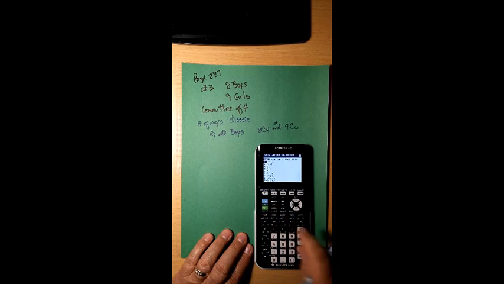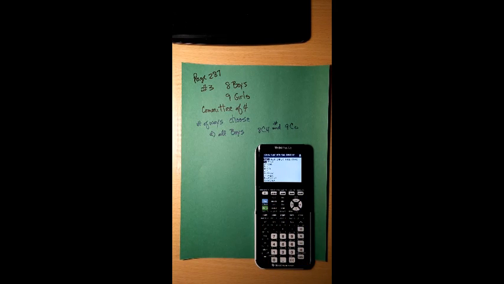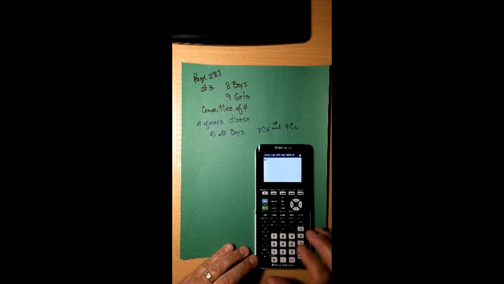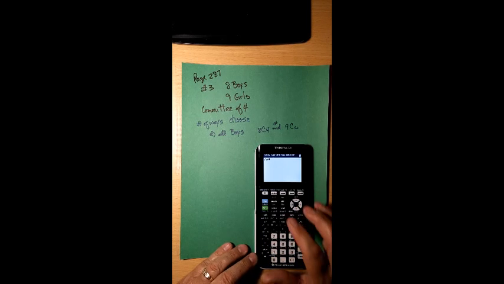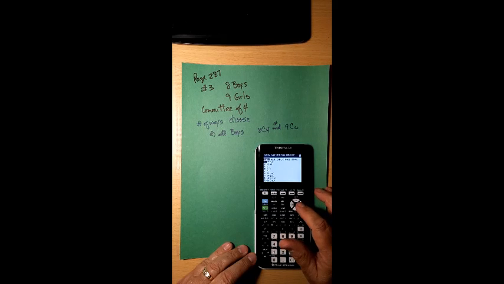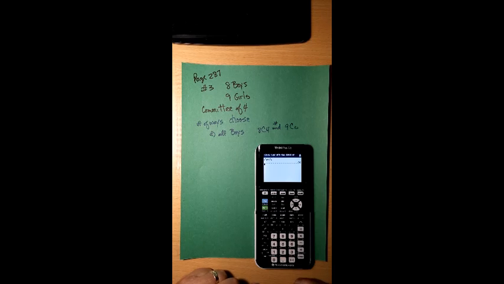nCr, so we go math, prob, nCr, let's see, 8 and 4, times, go back and get that again, math, nCr, 9 and 0. And what do you get? 70. Okay, but that doesn't really tell you what's going on between these two.